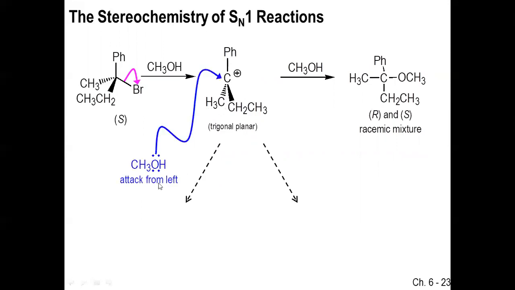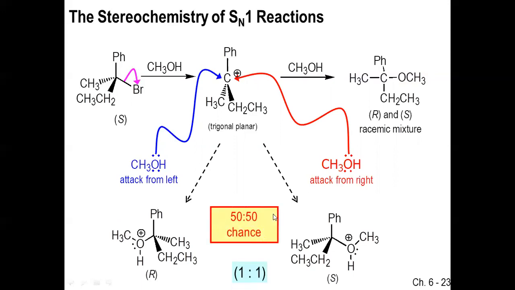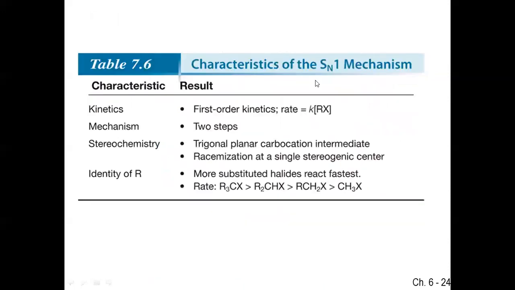If the attack of the nucleophile is from the left hand side, then the R configuration product is observed. If it is from the right hand side, then the S configuration product is observed. So there is a 50% 50% chance, and hence R and S, that is a racemic mixture, is observed. These are the characteristics of the SN1 mechanism.